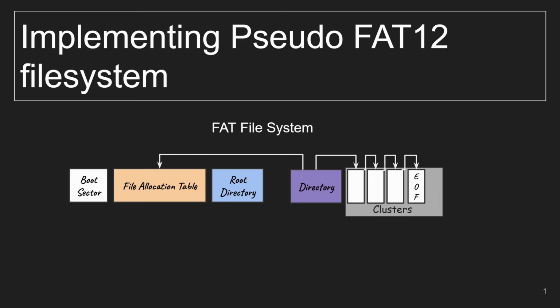In today's video, part 3 of our TinyUSB series, we are going to understand how the FAT file system works and implement a pseudo FAT12 file system. In the next video, we will integrate our file system with Raspberry Pi Pico using the TinyUSB.